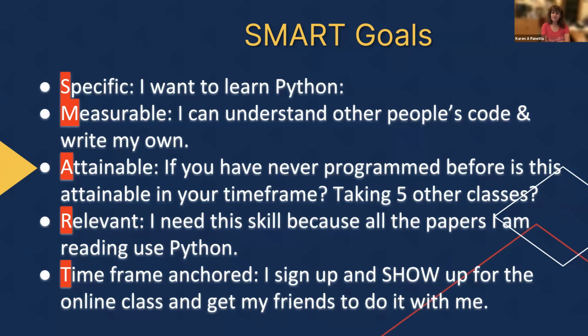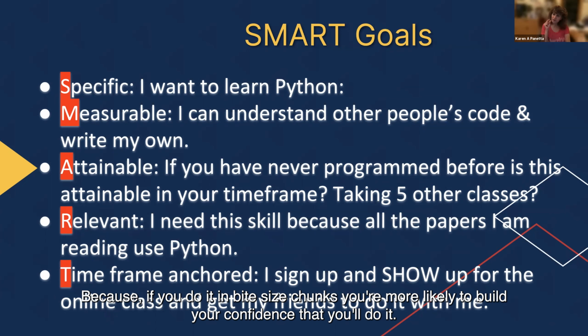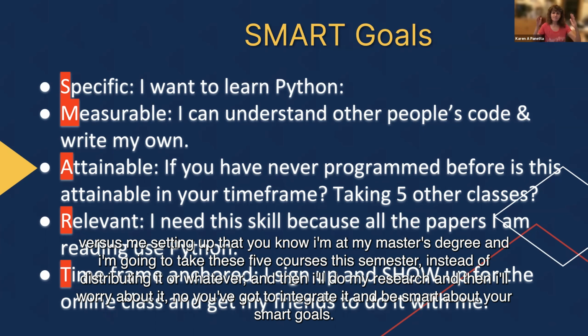So, we all have big goals in mind. And I just want you to break it down to something small and attainable. Because if you do it in bite-sized chunks, you're more likely to build your confidence that you'll do it, versus me setting up that I'm going to have my master's degree and I'm going to take these 5 courses this semester instead of distributing it. And then I'll do my research and then I'll worry about it. No. You've got to integrate it and be smart about your SMART goals.